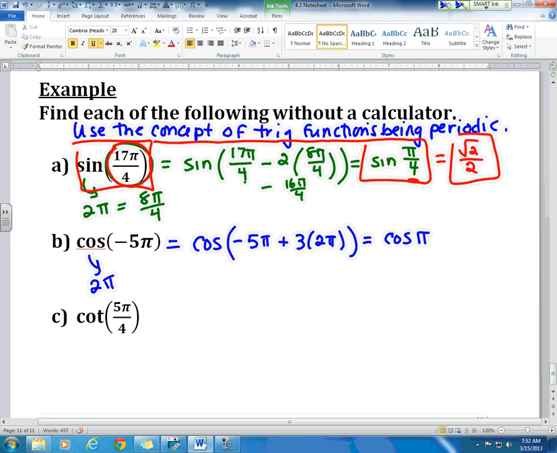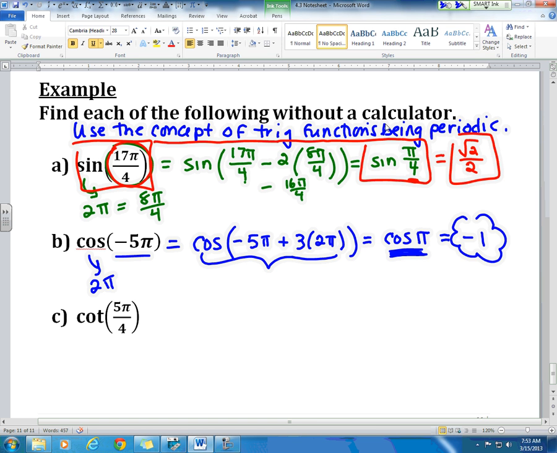Now the cosine of pi is the 180-degree angle, and the x-axis value there, because cosine deals with x-axis, is negative 1. So the cosine of negative 5 pi, through the process of using the fact that the functions are periodic, is equal to the cosine of pi, which is equal to negative 1.